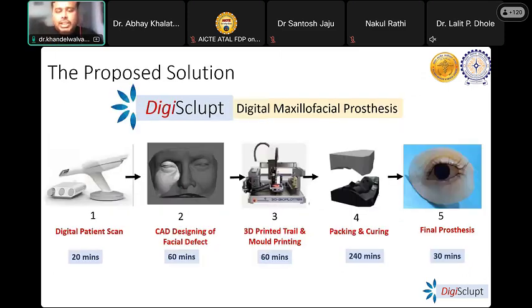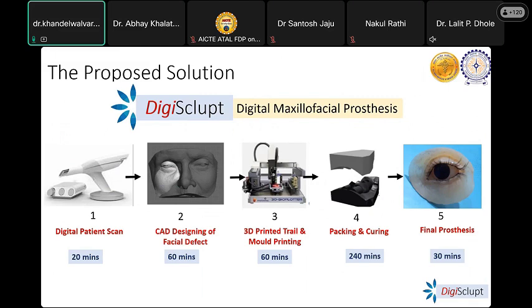So we have come up with a digital workflow for such prostheses and reduced the steps in the workflow, where we are now doing the digital scan of the defect of the patient. Then a CAD model is made of the defect, using a 3D sculpting tool, like yesterday also the speaker was telling about Meshmixer. So this is also one of the good software where we can sculpt this defect for the prosthesis.